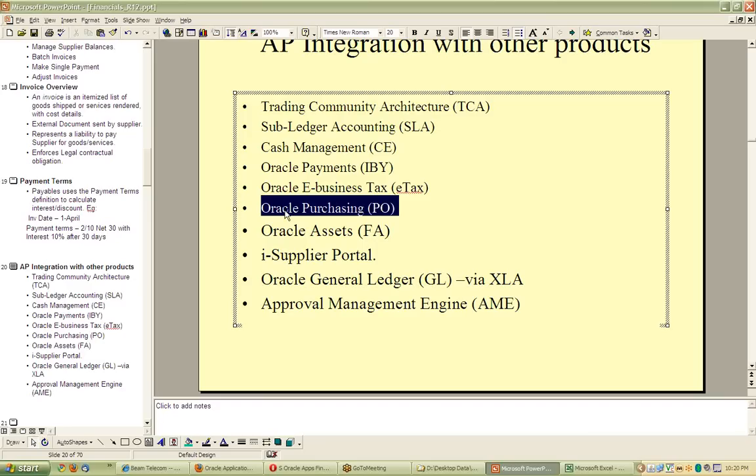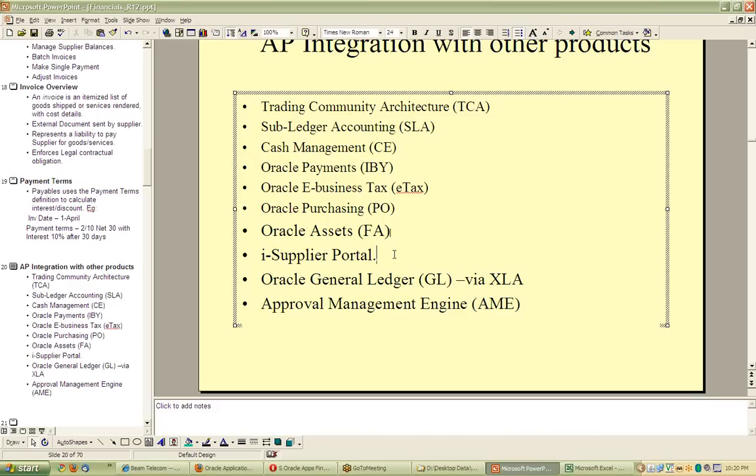I was referring to the matching concept, right? So that is taken care of here. Then we have integration with assets, wherein a capital purchase invoice automatically gets converted to a fixed asset. Then we have something for an iSupplier portal.